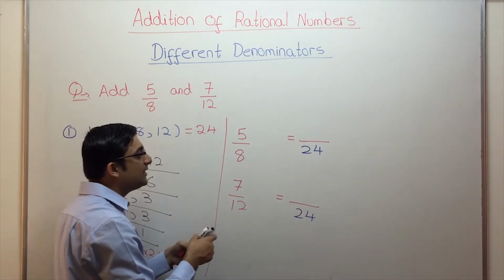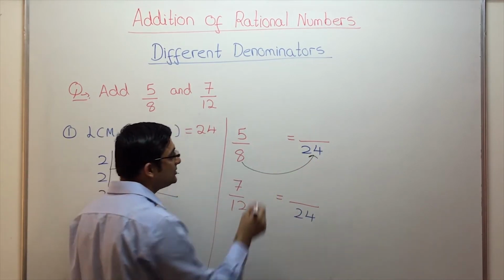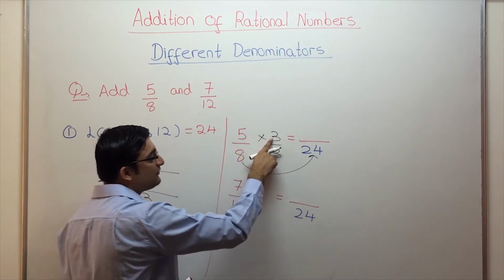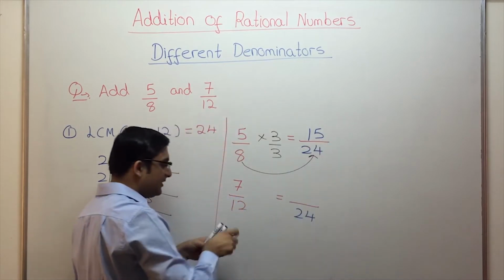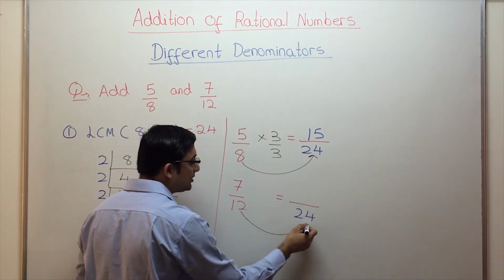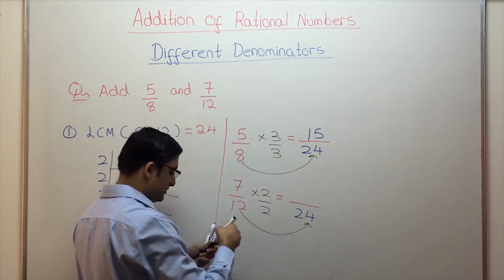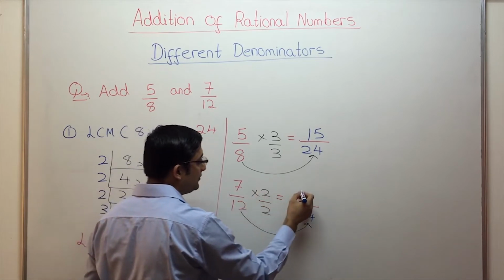So now, how do we get the numerator? 8 multiplied by what is 24? 8 multiplied by 3 is 24. So into 3 by 3. By now you must be a pro at this. So 5 into 3 is 15. So 15 by 24. Same thing over here. 12 multiplied by what is 24? 12 multiplied by 2 is 24. So into 2 by 2. So always verify. 12 into 2, 24. Check. 7 into 2, 14.